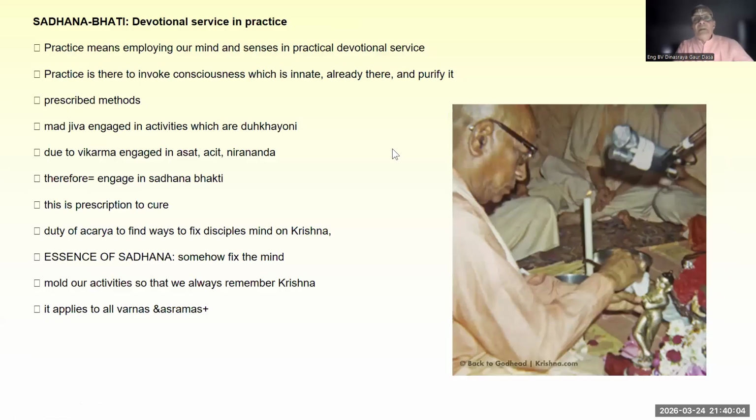So then we come to the practice. The practice means employing our mind and senses in practical devotional service. As I mentioned in the beginning, devotional service means activity. So activity has to be practiced. What kind of activity? Activity which gives pleasure to Krishna, which is not meant for our own self-sense gratification. It is meant, with shuddha bhava, for the pleasure of Lord Krishna.